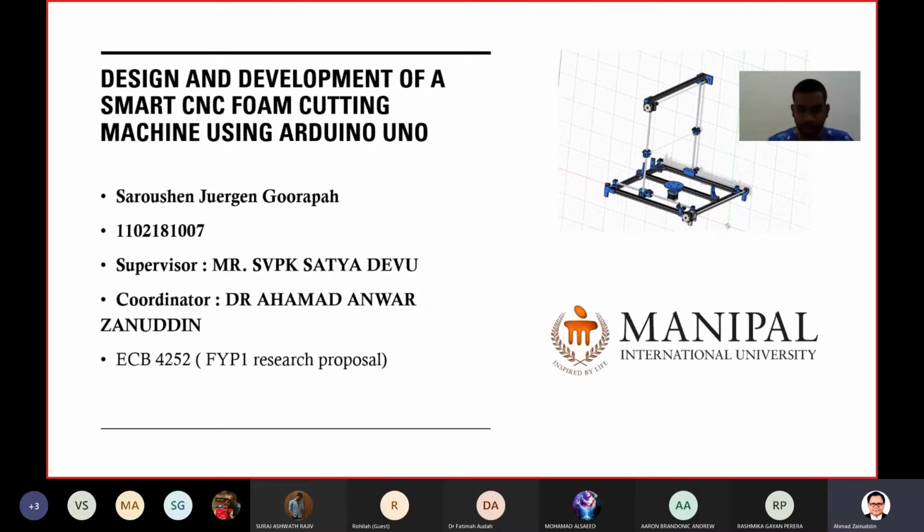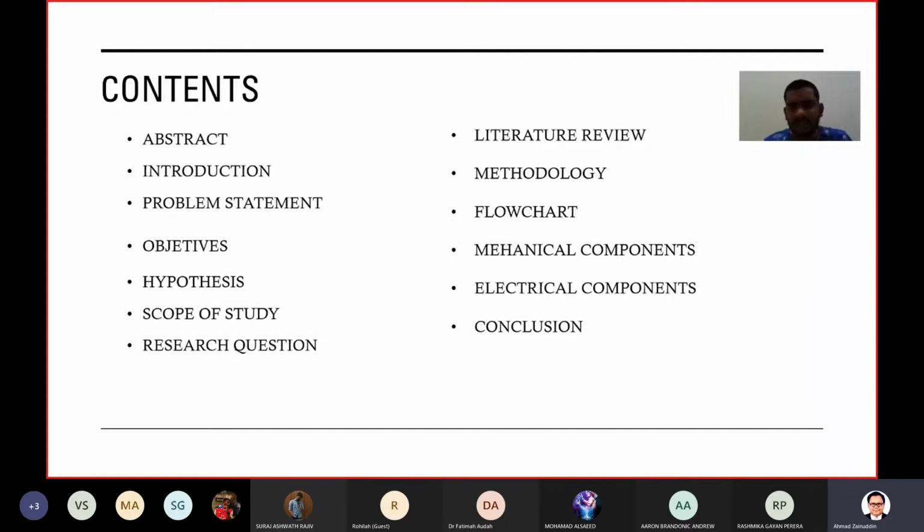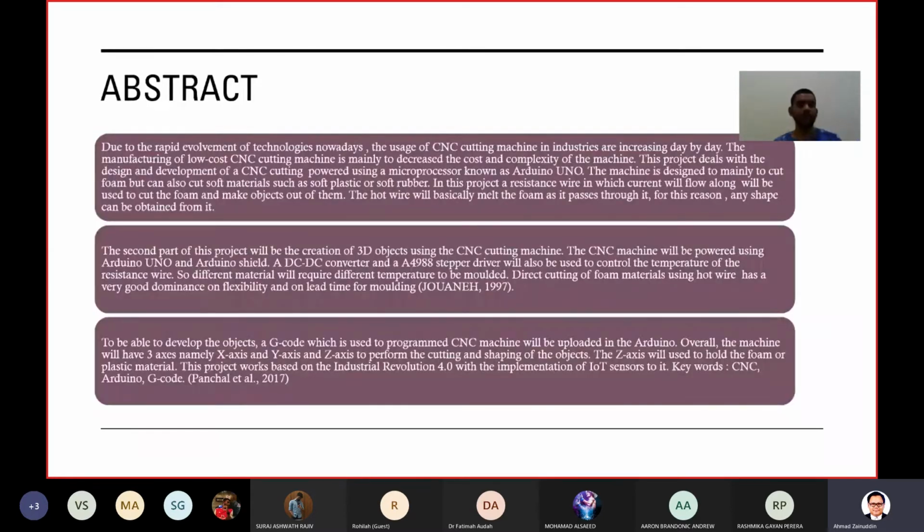As you can see on the right, a 3D model of how I want to build and develop my machine. The content that will be discussed in this presentation: the abstract, the introduction, the problem statement, the objectives, a hypothesis, the scope of study, a research question, literature reviews, methodology, flowchart, mechanical components, electrical components, and conclusion. For the abstract, with the rapid evolution of technology nowadays, the usage of CNC, computer numerical control, cutting machines is increasing day by day in the industries.